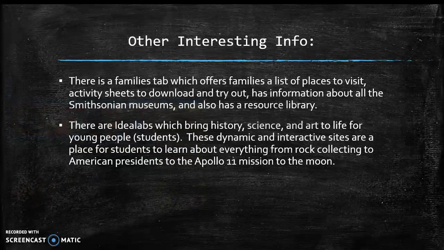And then other interesting info I found, like I said, there's three tabs. First one was educators, the second one was for the students, and then the last one is for your families, which actually offers your families a list of places they should visit, the Smithsonian museums. It also has activity sheets to download so they can print them out and have fun with their kids at home and bring what they're learning in the classroom to home and let them see that it is important. And it also has a resource library like with the educators, except it's a little more directed at home so they can learn together.